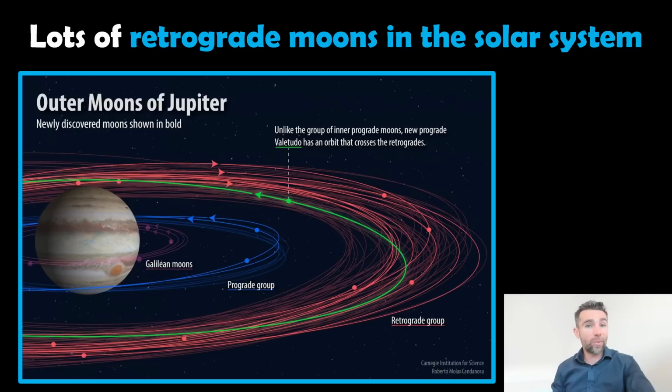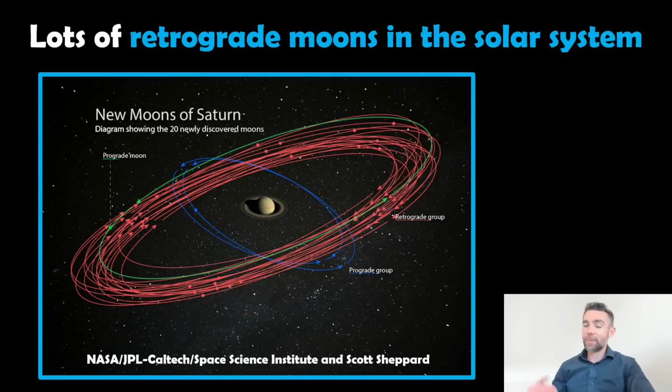Yet retrograde orbits can exist a long way from their host body and still remain stable. They're not as susceptible to being disturbed, so you'll find that they can actually exist much further out. Saturn, again, has a fairly significant group of retrograde moons.